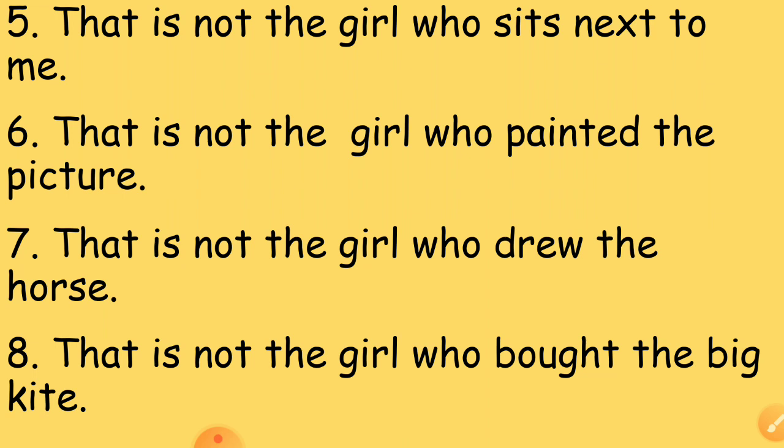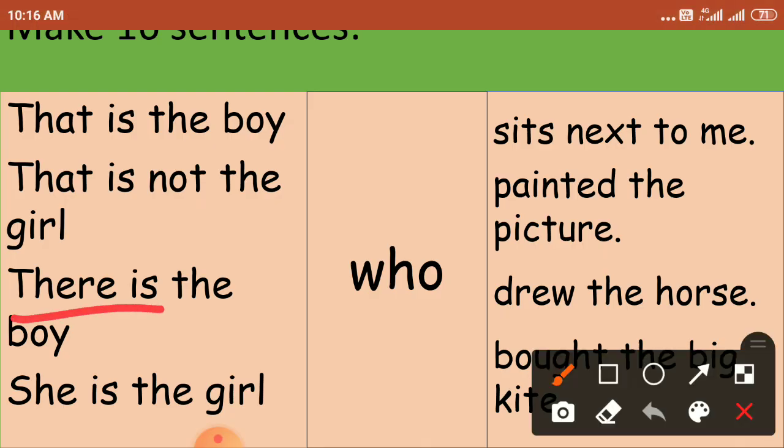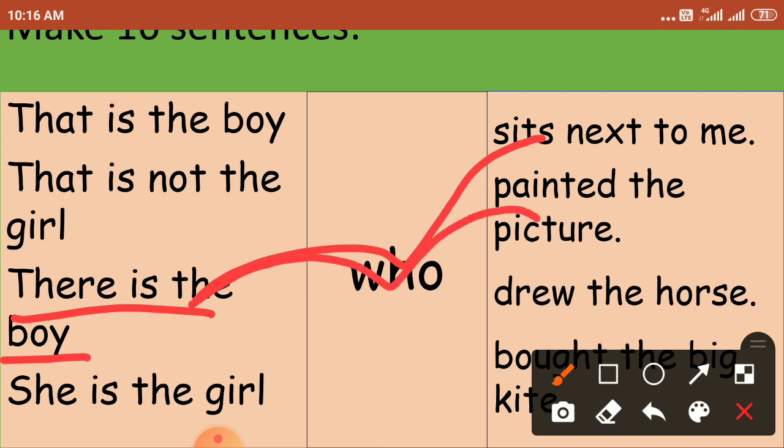Okay. Now we are going to start writing the sentences with the help of this third group of words. There is the boy. So very easy. All of you must have continued writing with the help of this group of words. Is it? Great. There is the boy who sits next to me. There is the boy who painted the picture. There is the boy who drew the horse. And there is the boy who bought the big new kite.